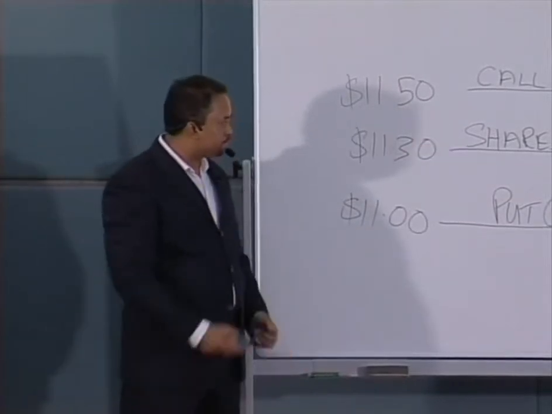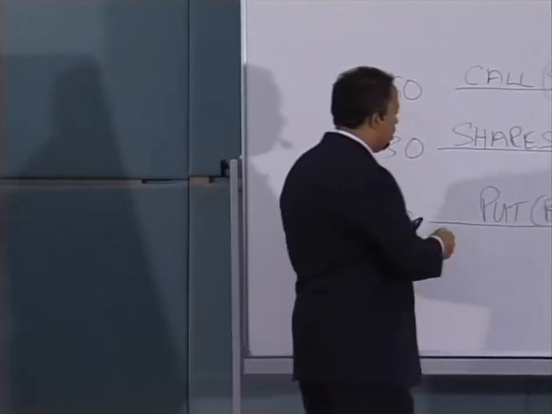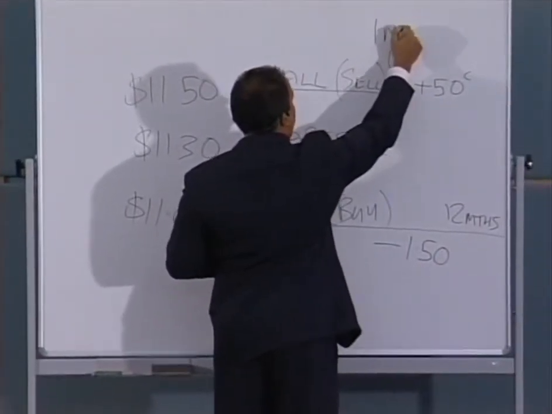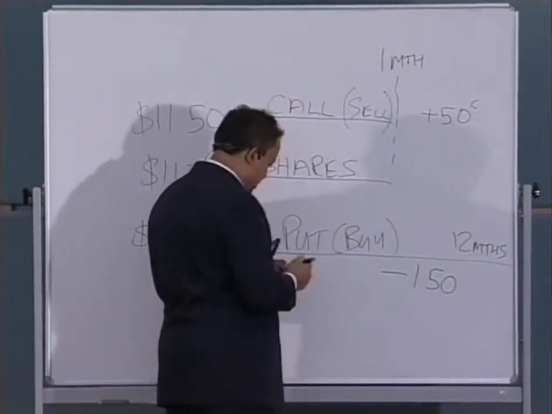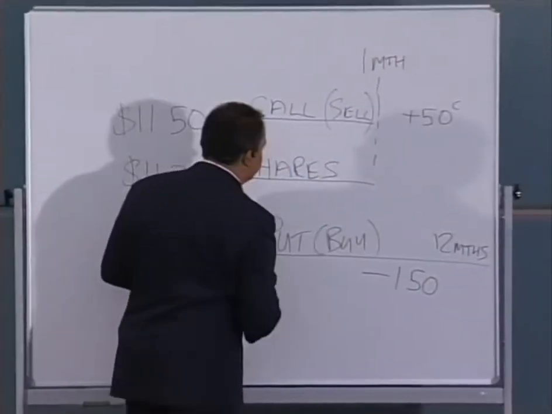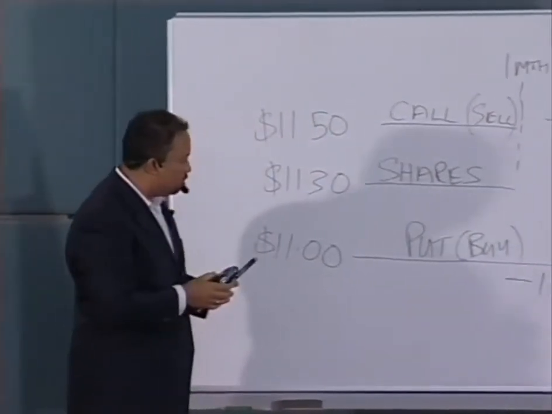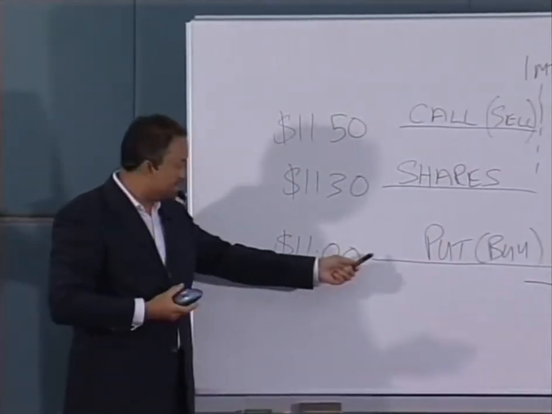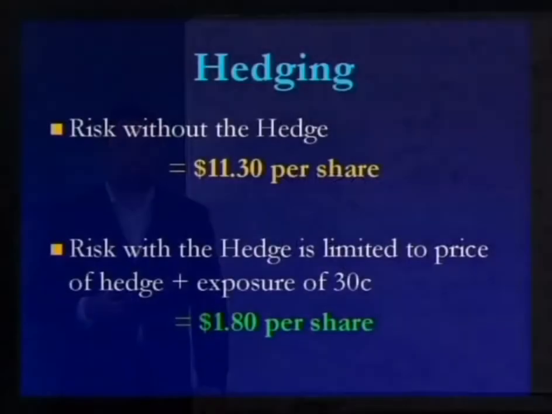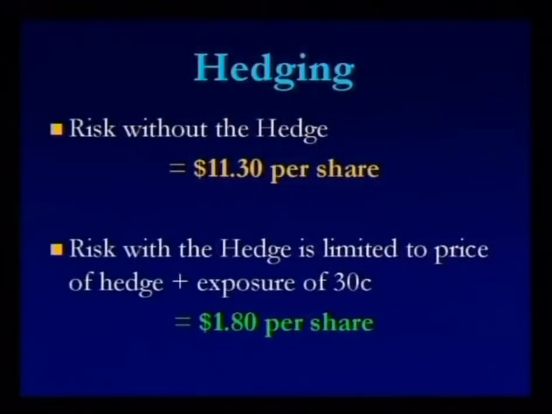By the way, this call option is valid for how long? 1 month. But the put option is valid for 12 months. Fantastic. Now, whenever you use a put option in this manner to insure a share portfolio, it's called hedging.